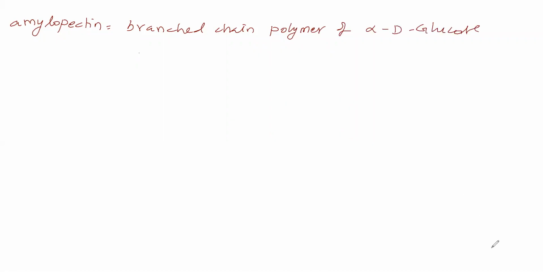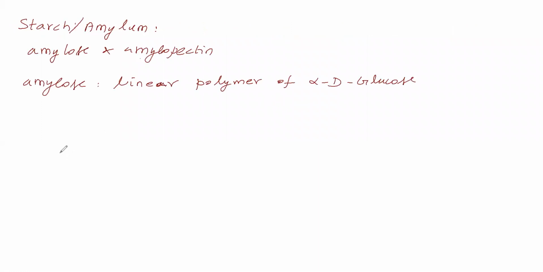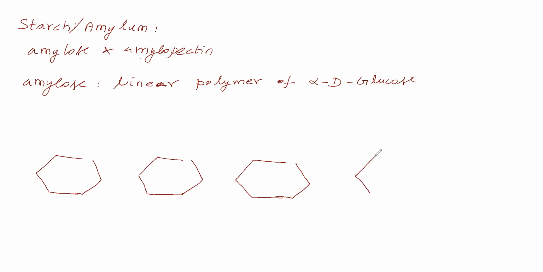Now we will take alpha D glucose. We will take it in a pyranose form. It is one pyranose form, next to it another pyranose form. Like this it continues.